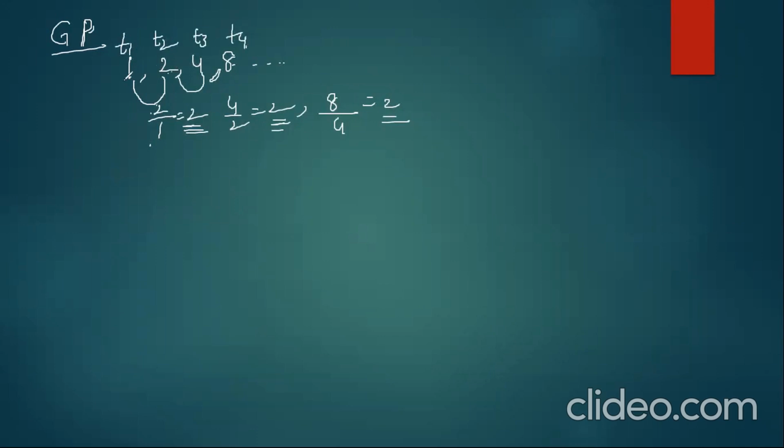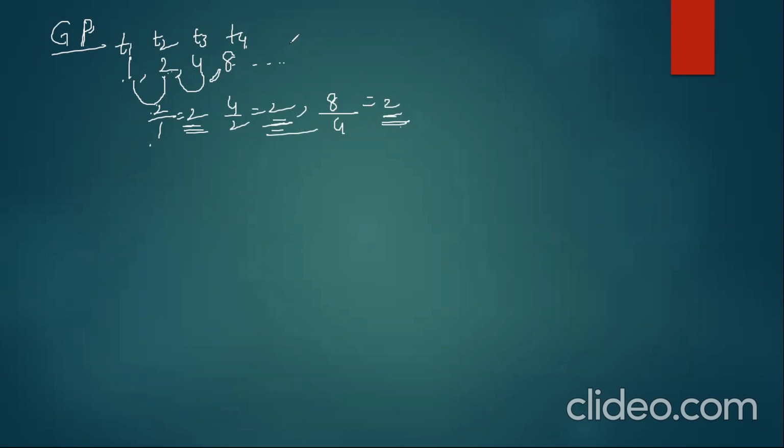What is the relation here? 2 upon 1 is equal to 2, right? And 4 upon 2 is equal to 2. Similarly, 8 upon 4 is equal to 2. So in this sequence, or in this progression, we are observing the ratio is the same. Can we call this a ratio? That means if you take this as term 1, term 2, term 3, term 4, T2 upon T1, if you take the ratio between consecutive terms, you are getting the same fixed ratio.